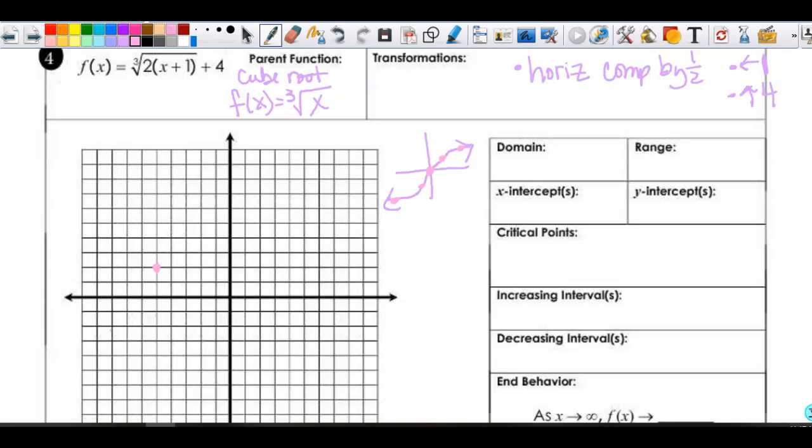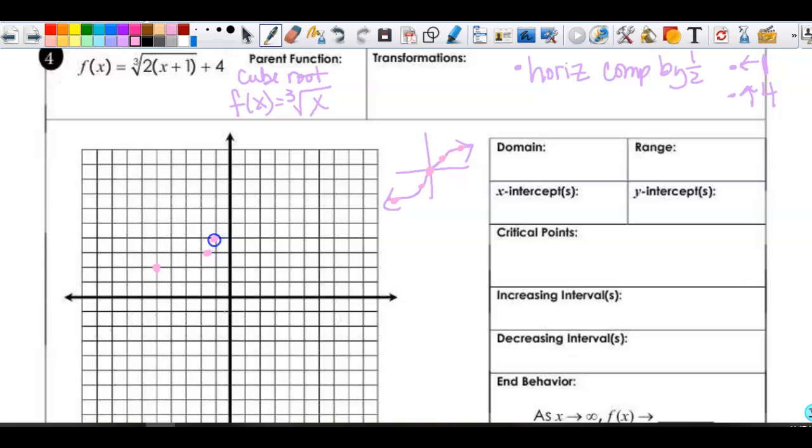So then I'm going to go to (-1, -1). My horizontal compression of 1/2, so my x value becomes -1/2. Then I move to the left 1, and I go up 1, 2, 3, 4. Then I'm at (0, 0). Horizontal compression, well, 0 times 1/2 is 0. Move to the left 1 and up 1, 2, 3, 4.